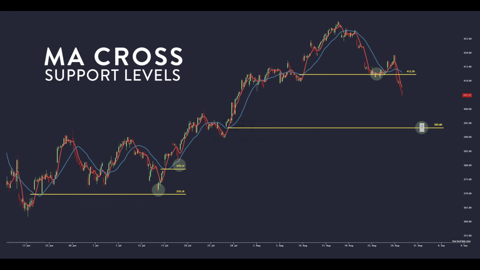For example, note the bullish crosses occurring on this chart. Yellow lines have been drawn at the cross levels. Price extends to the upside after the cross, and when it corrects, it has a tendency to find support at the level on which the moving average is crossed.